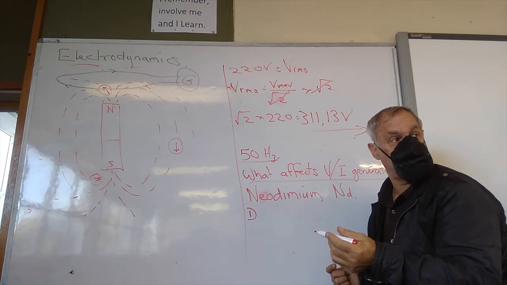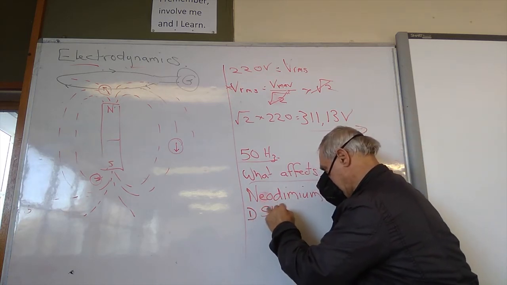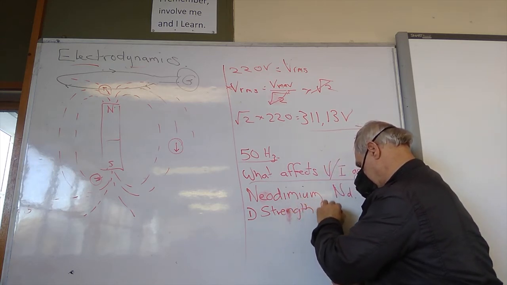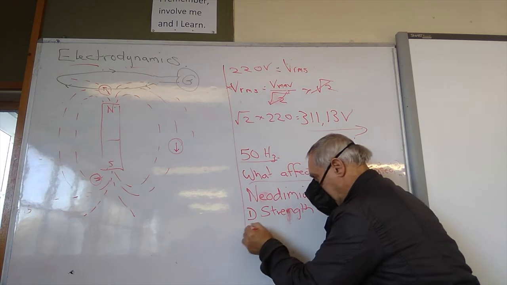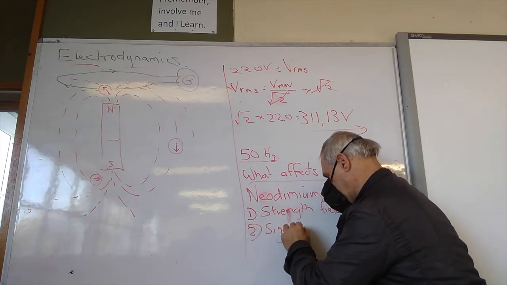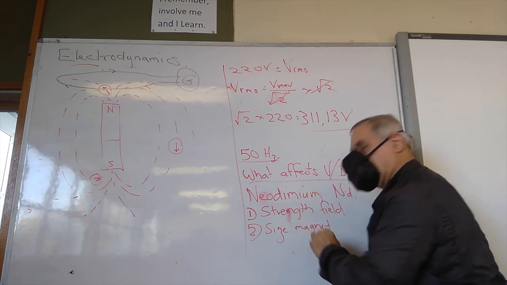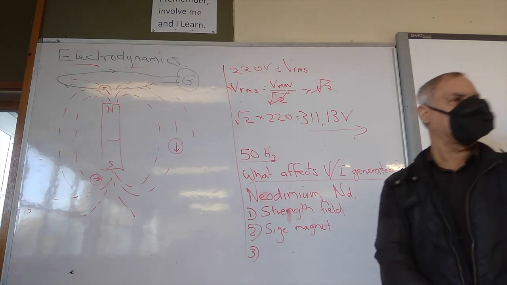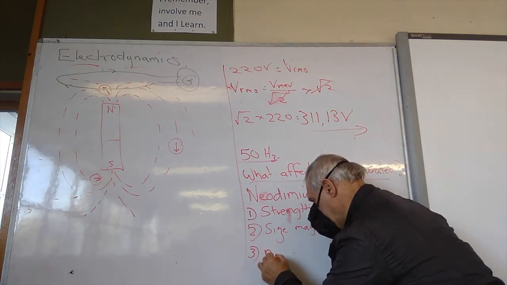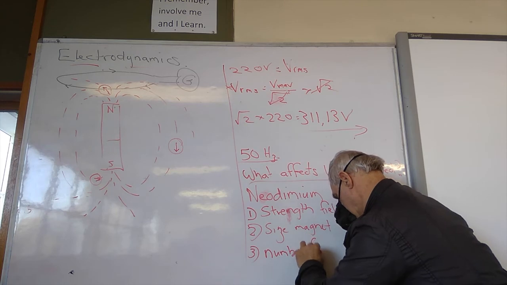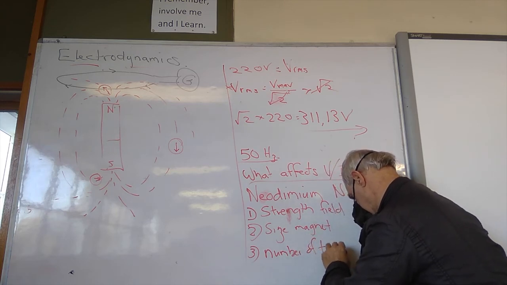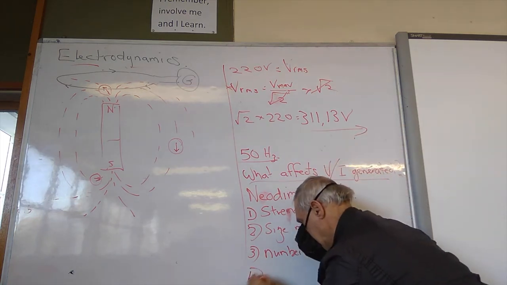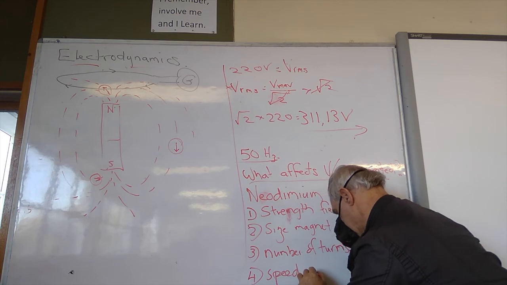The strength of the magnet, the strength of the field. Two, the size of the magnet. Anything else? The size of the coil. The number of turns of wire. Anything else? The speed. The speed that you move the magnets.